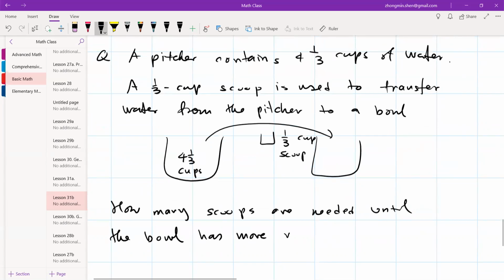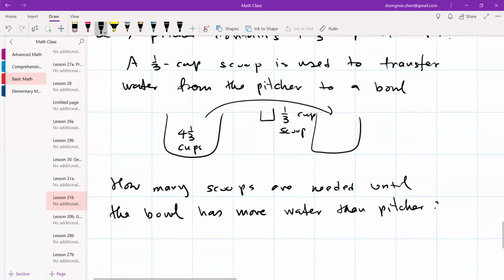Okay, the common mistake is you just find out how many scoops are needed to empty the pitcher. That's a common mistake. You don't need to empty it. You just make sure the water in the bowl is more than the water in the pitcher. Okay, so how do you solve this problem?